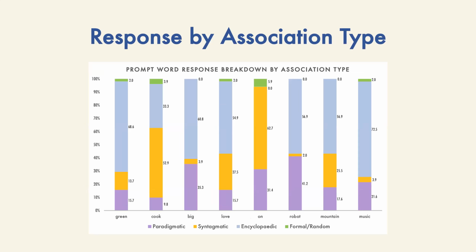Having a look at the word association responses, we can see that for the most part, encyclopedic responses were very high across the board, except for the word on, which was probably dealt with a little bit differently by native speakers, being a preposition.